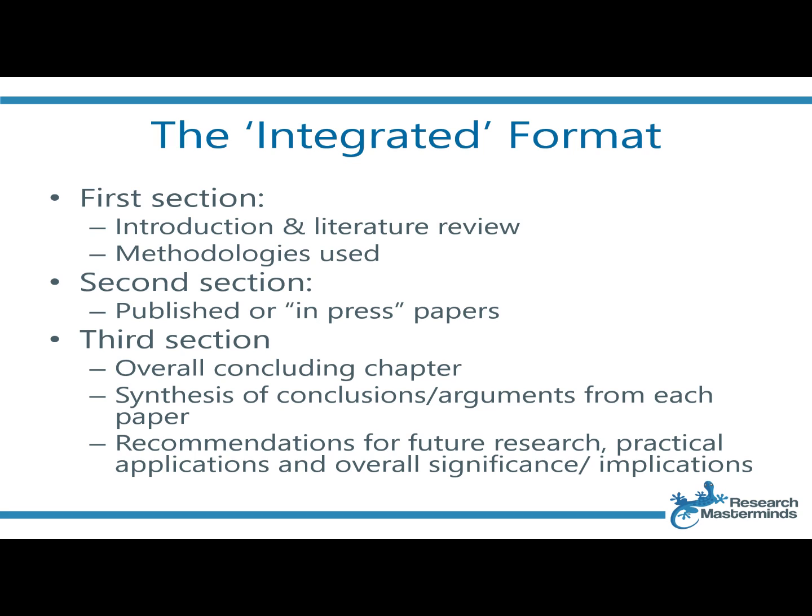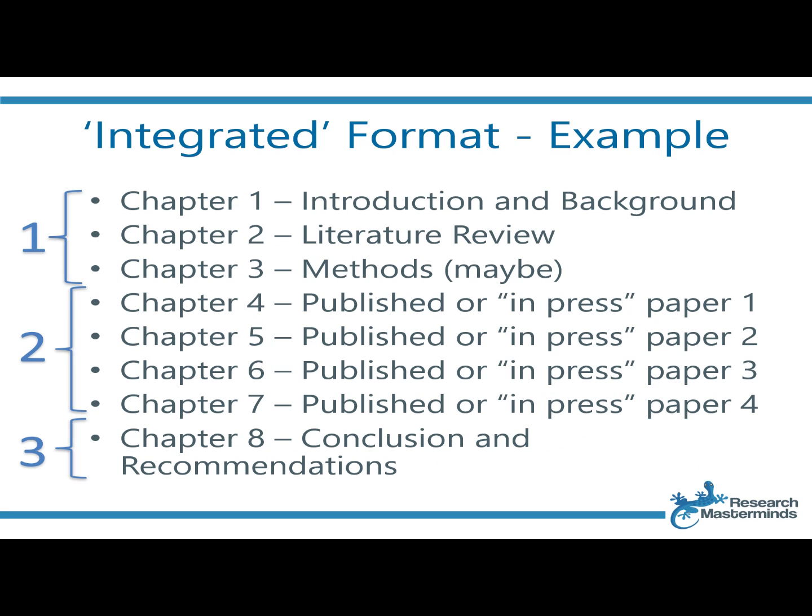And then there's also the option to only have 2 sections, the 1st and the 2nd, which means the valuable information contained in the 3rd section described here should form part of the 1st section. This is what the structure of the integrated format will look like. You'll have your 3 sections and your different chapters which form part of each section, and there's no rule on how many papers are required, but the students should aim for a minimum of 3 papers, of which at least 2 have been published or are in press, to use this format effectively.